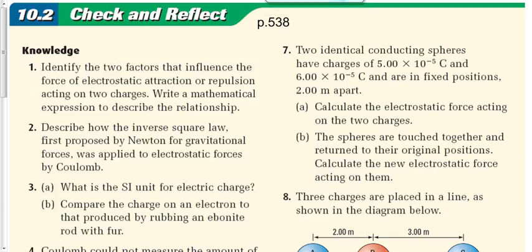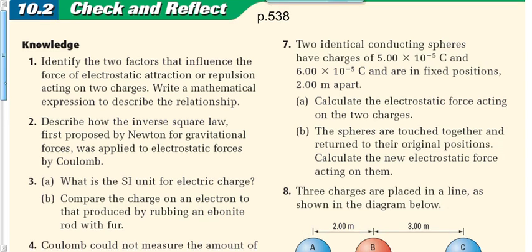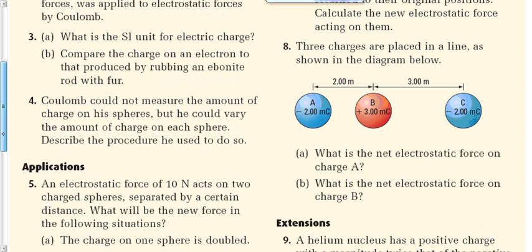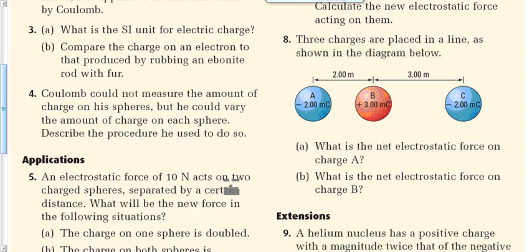We had some questions for homework last night, page 538, number 4 to 10. We want to go over 4 questions on that page. Starting with number 4. It says Coulomb could not measure the amount of charge on his spheres, but he could vary the amount of charge on each sphere. Describe the procedure that he used to do so.